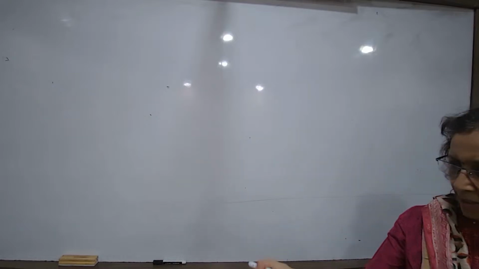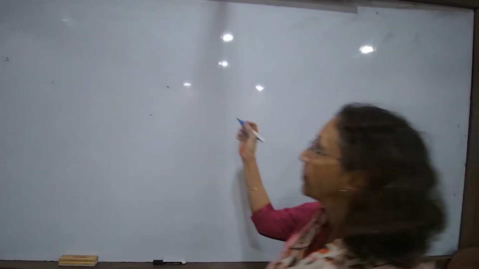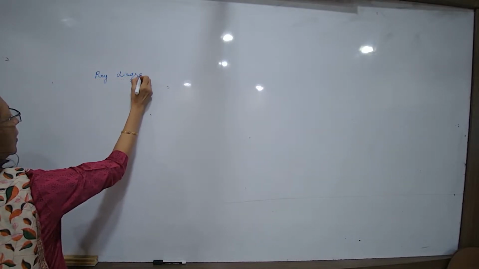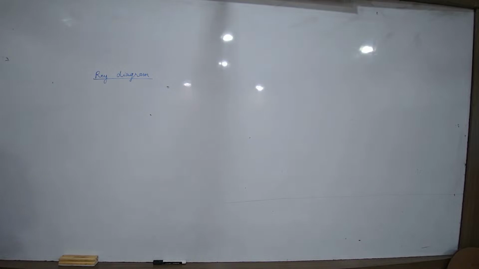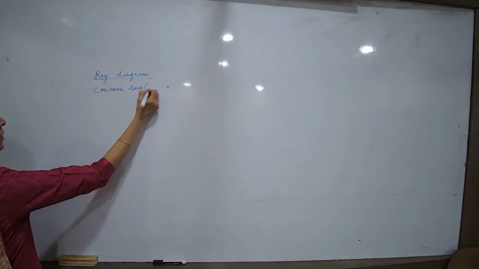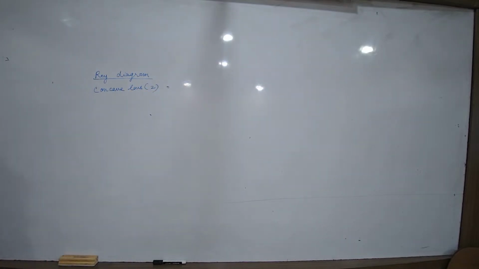Okay, so what were we doing last time? Ray diagrams? Yes, ma'am. All 6 diagrams of convex lens are over. Today we are doing concave. And for a concave lens, we have only 2 diagrams. Only 2 diagrams. You'll see why we have only 2.